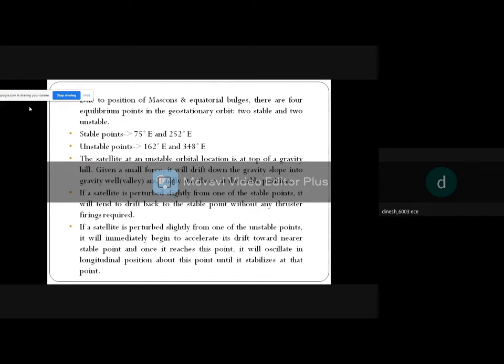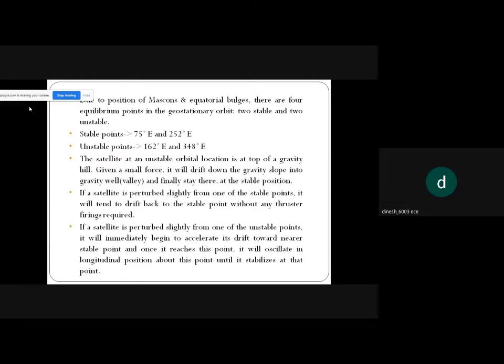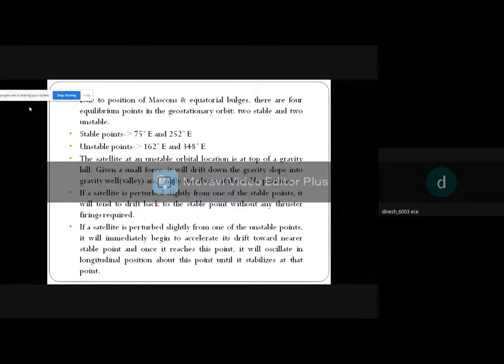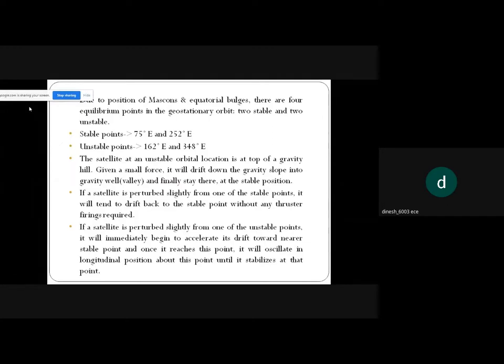Those are the two points which we call stable points, which can be seen at exactly 75 degrees east and 252 degrees east. Whereas the unstable points can be found at 162 degrees east and 348 degrees east. So these are the stable points and unstable points in space.